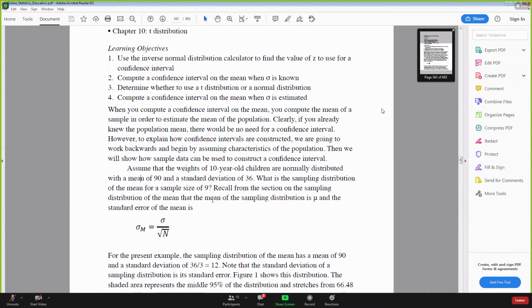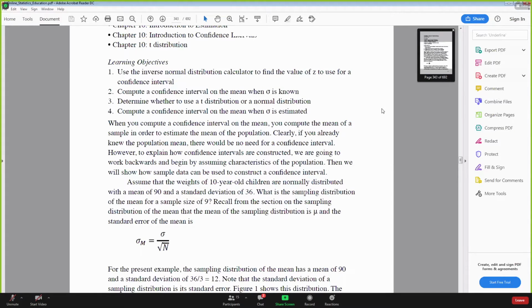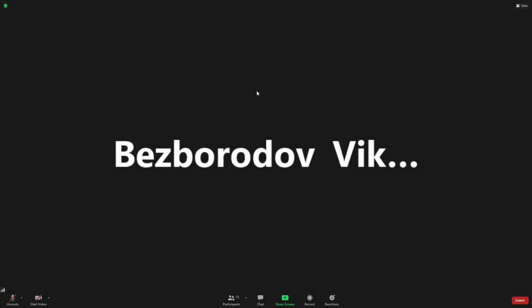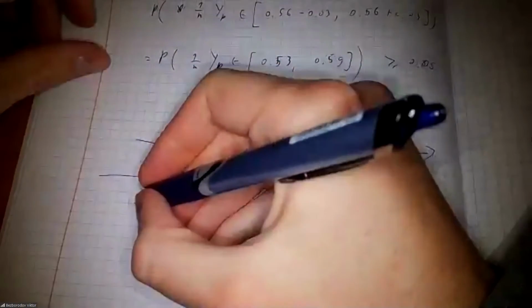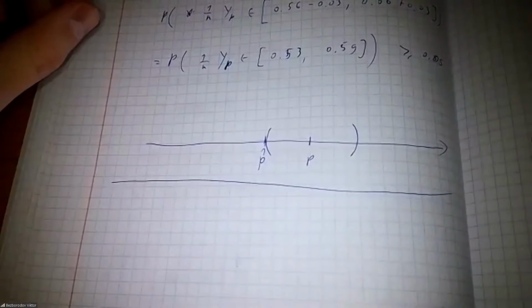Okay, so let's see what we're talking about here. What is the sampling distribution of the mean for a sample size of 9? So we have a sample of size 9, and from the sample we have the mean value, right? And what is the distribution of this mean value?